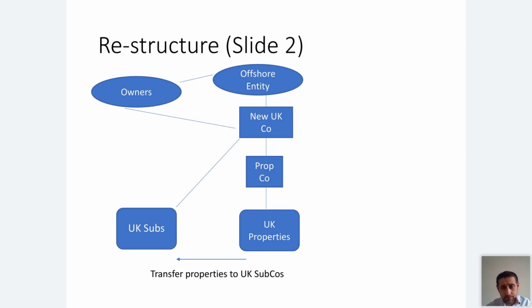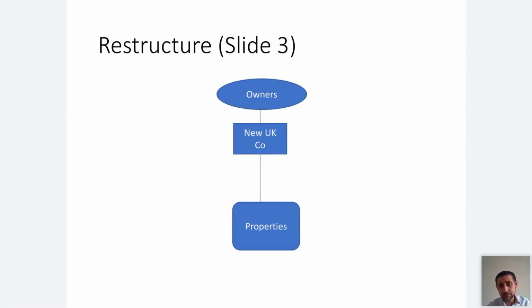I'll go to the next slide, so you can see the end result. The end result would be that you would remove the offshore structure completely, and now you would have a UK entity owned by the UK owners, the shareholders, and that would hold the UK properties. This is a very simplified, clean structure.